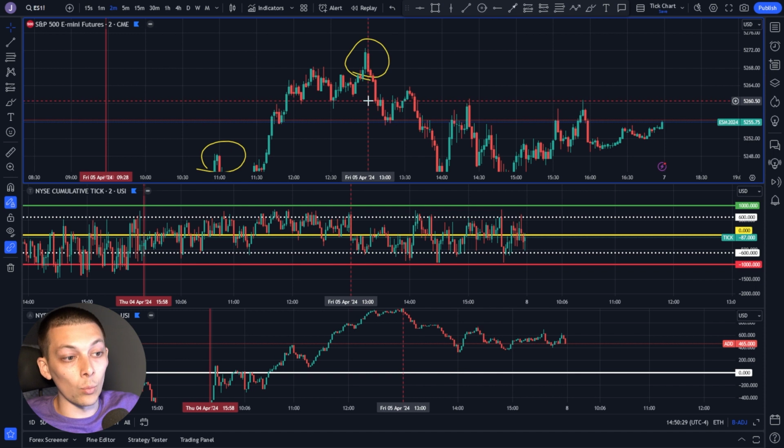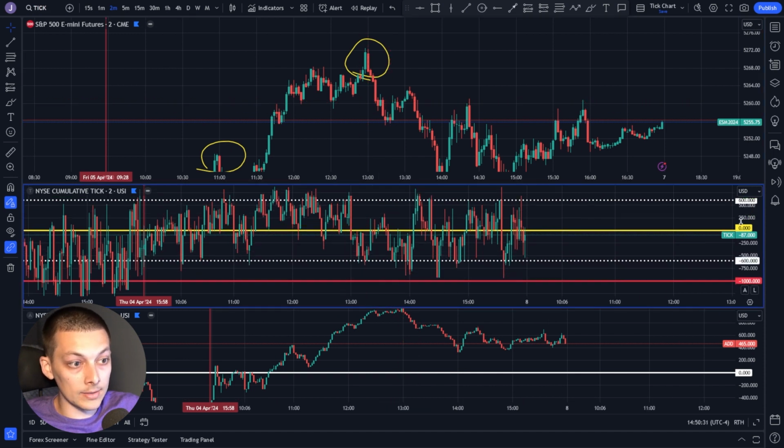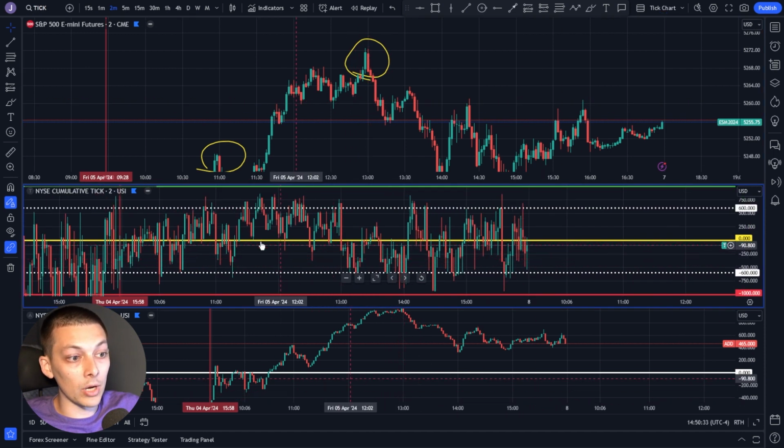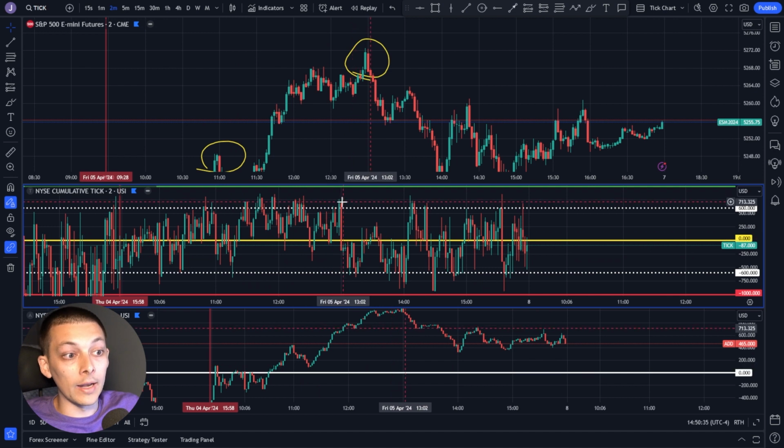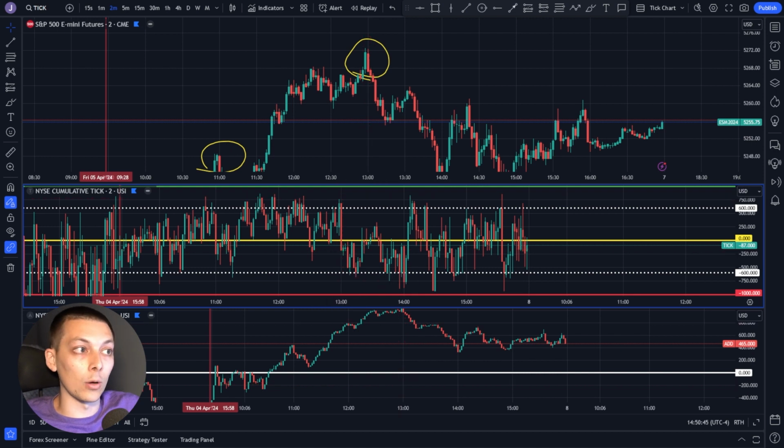And this is happening at 1 o'clock exactly. And if we look at the tick, it had been maintaining positive for over an hour here. And it went from an extreme at 700 all the way under 0 at the exact same time. So at this point, I got in short, and the setup is a fake out.